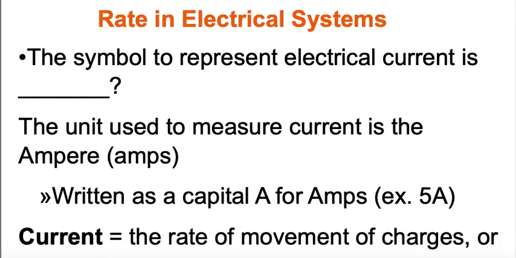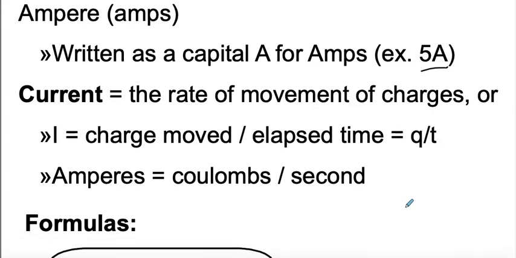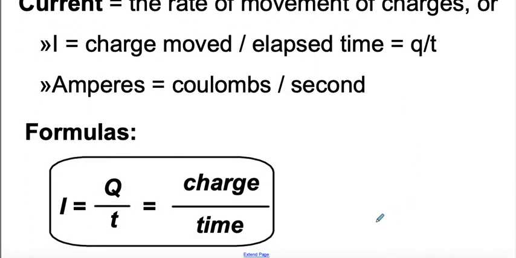The symbol to represent electrical current, hopefully we remember this from previous lessons. You might think about Ohm's law, and that will tell you that the symbol in our equation is going to be an I. And the unit used to measure current is the ampere, or amps. When we talk about a system, we talk about the amperage of a system, and it's written as a capital A, like so. So if we had 5 amps, it would be 5 with a capital A. So current is the rate of movement of charges, and we have our equation, our formula down here below.